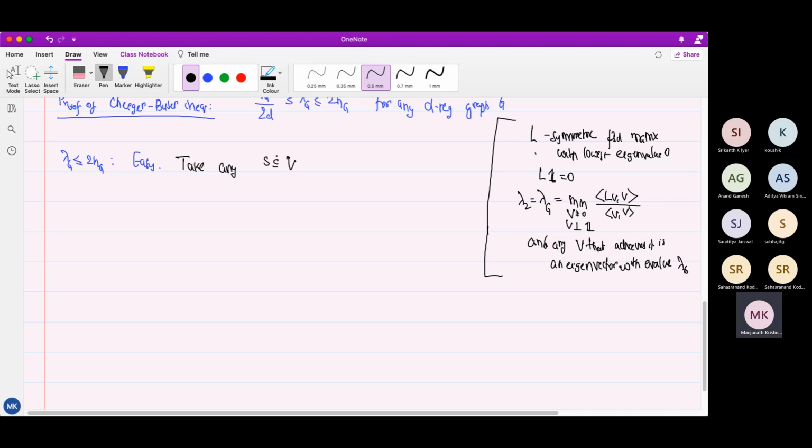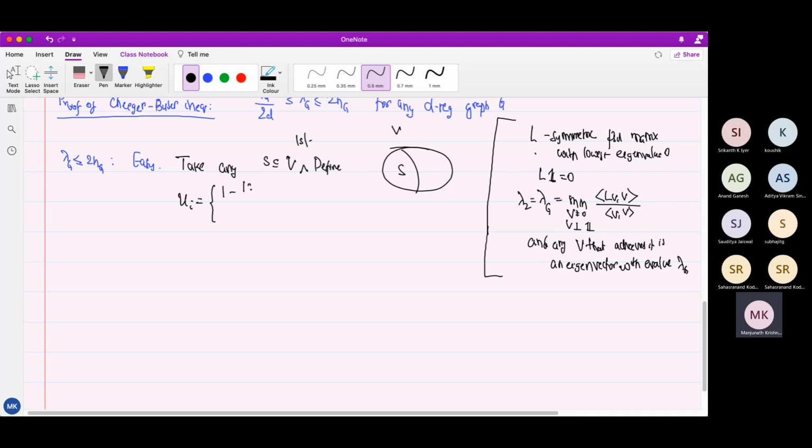Okay, so I want to make a vector. I have the vertex set here, and let's say S is this. I want to define a vector. Basically, I want to make it 1 here and 0 there, but then it won't be orthogonal to the constant vector. So what I define is u_i is 1 minus, let's say, the cardinality of S.